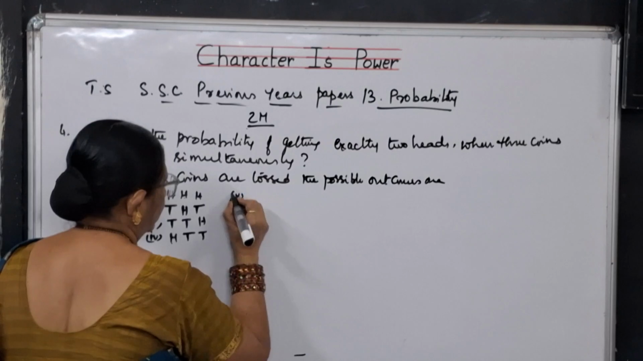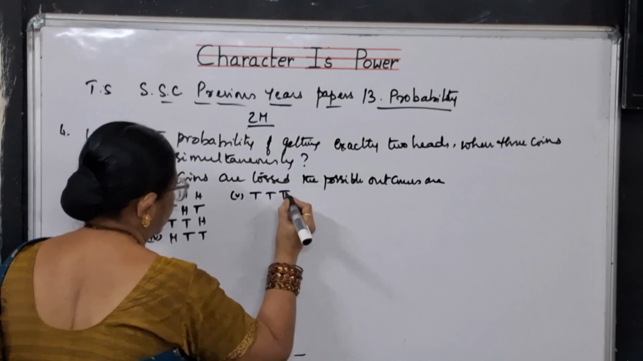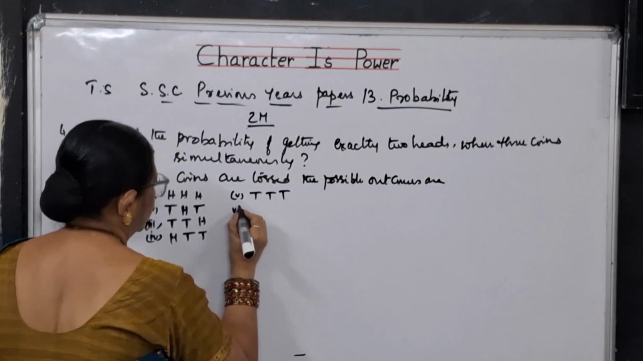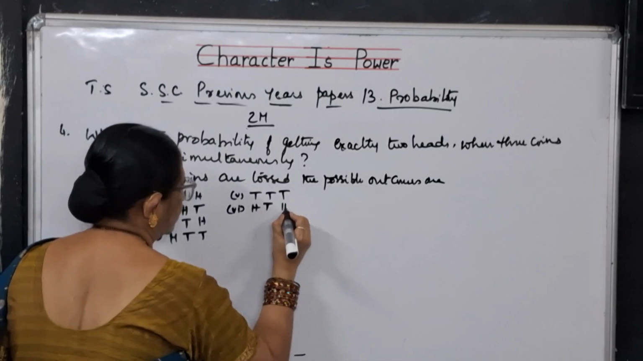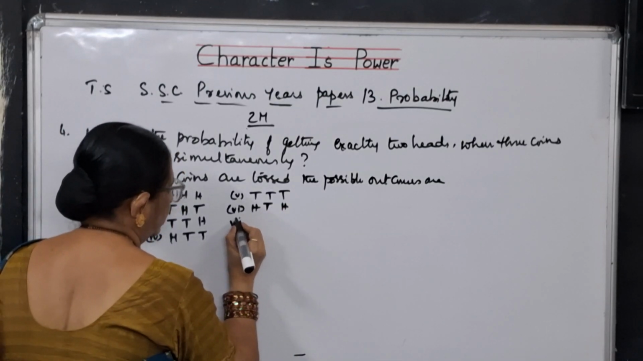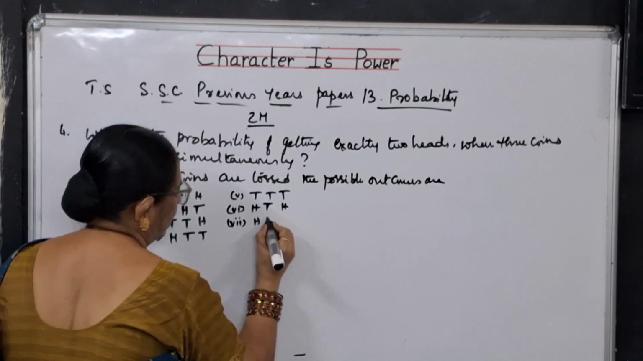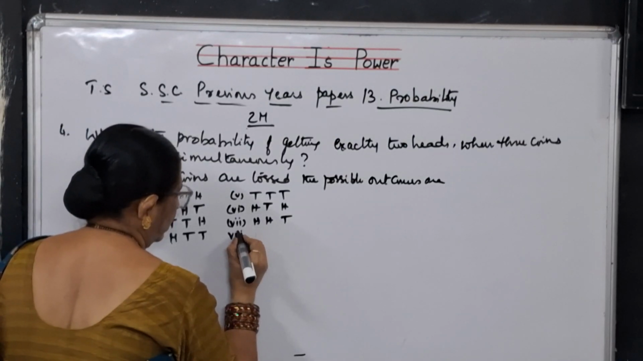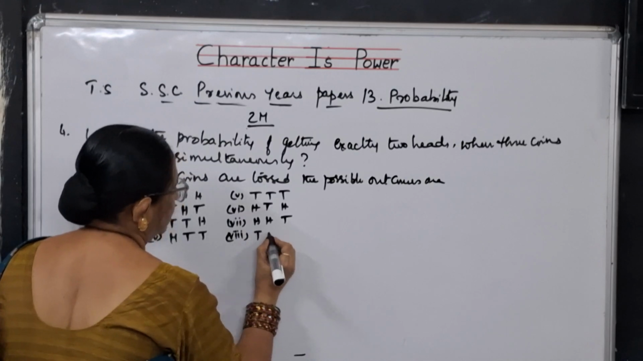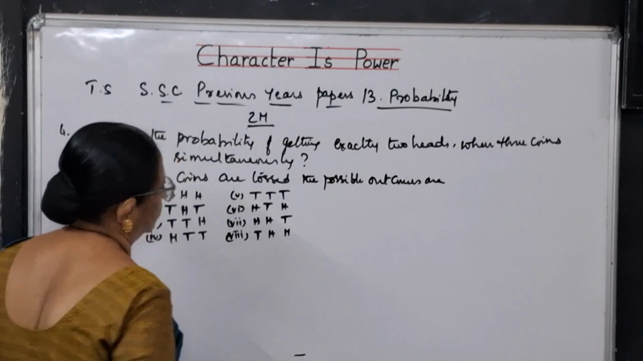Next, fifth one, tails. Now first you write all the 3 tails. Then sixth one, tail at the center, both the heads. Then seventh one, tail at the end, the remaining 2 heads. And eighth one, tail initially, then both the heads.